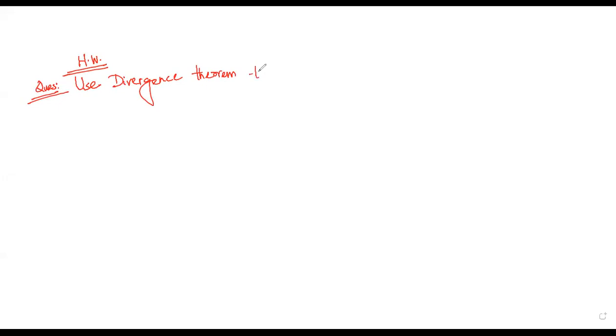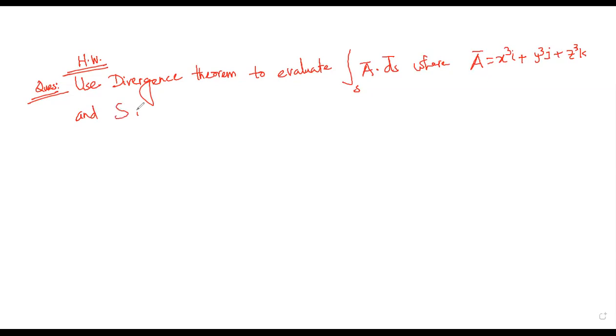Use the divergence theorem to evaluate this one: the surface integral of A dot dS, where dS is also a vector, and A is the vector function A equals x³ i plus y³ j plus z³ k, and S is the surface of the sphere x² plus y² plus z² equals a².